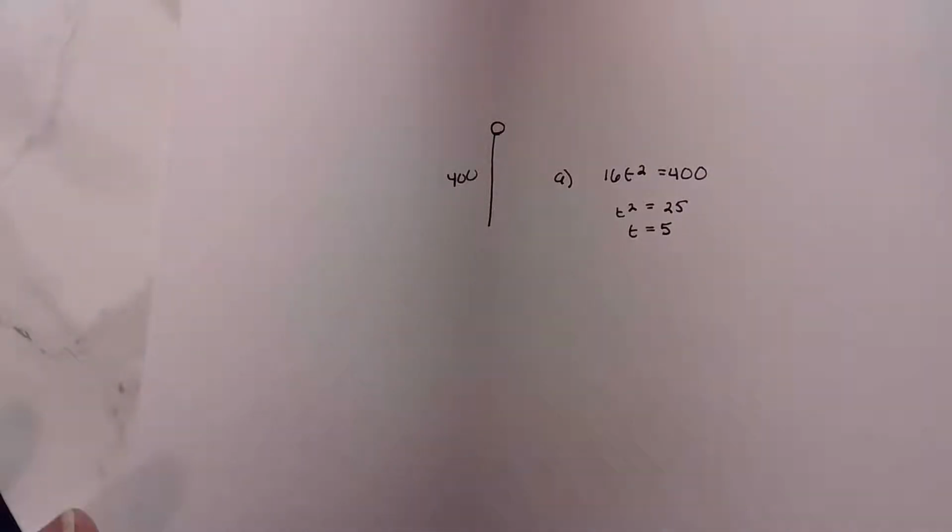Okay, so remember, you're going to get a +5 and a -5, but you can't have a negative time. So you choose positive time. So the ball hits the ground in 5 seconds. That was part A. In part B, we want to find the average velocity of the ball during the fall. What is the average velocity?